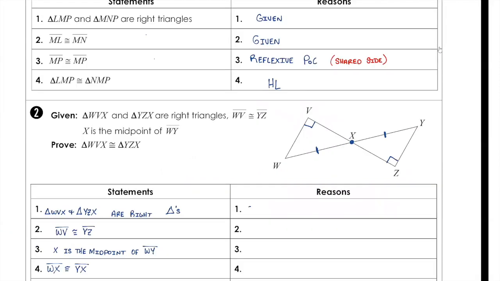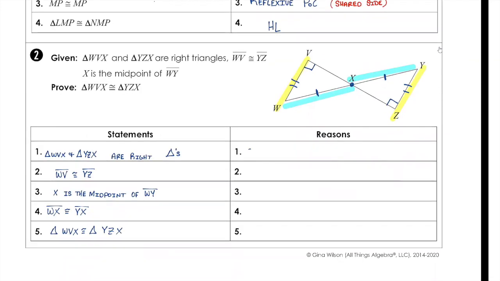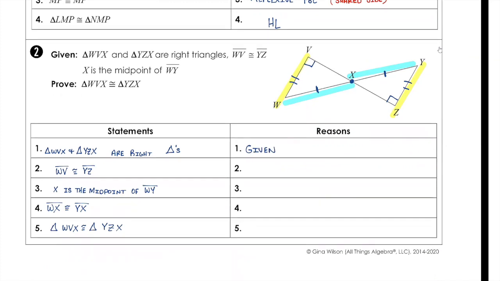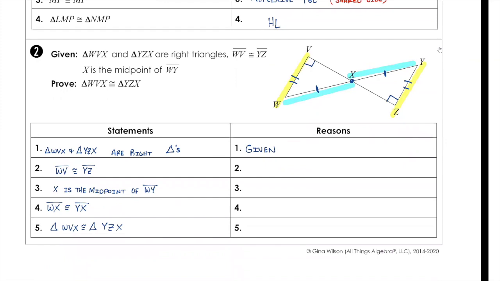And then what was another piece of given? WV is congruent to YZ. All right, we ready to rock and roll? WVX and XYZ are right triangles. Given. WV is congruent to YZ. Given. They also told us that piece.